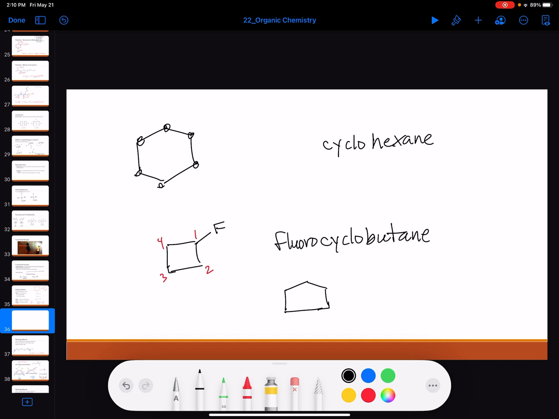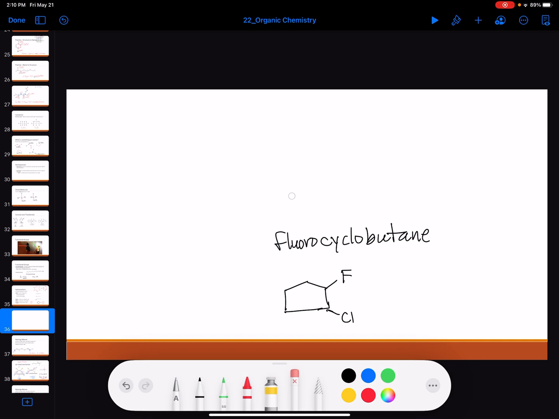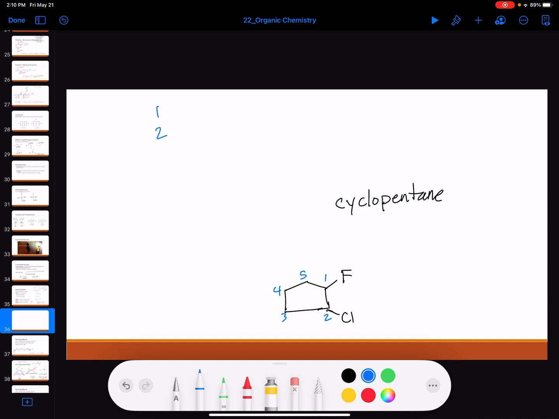If I have 2 substituents, so let's say it looks something like this, let me erase some stuff so I have some extra space. All right, so this would be 5 carbons, so this would be a cyclopentane. And then I have a choice. I can either call this 1 and this 2, which would give me a 1 and a 2. Or I could go the other direction, which would also give me a 1 and a 2.